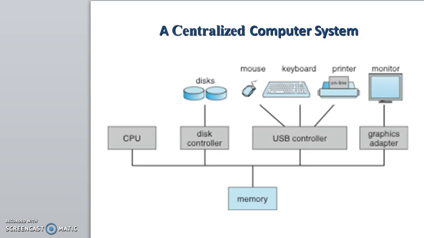A centralized computer system. These are the components: CPU, disk controller, USB controller, and graphics adapter. These are connected to the memory. The disk controller includes the disk, the USB controller handles the inputs, and the graphics adapter is the output. It produces output on a monitor.